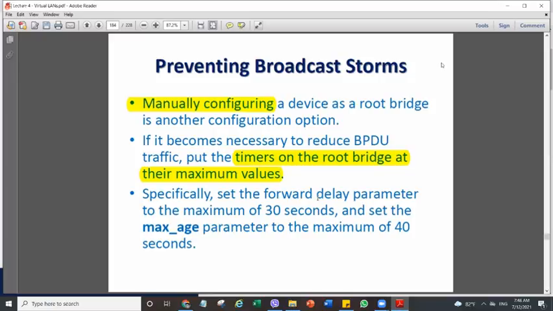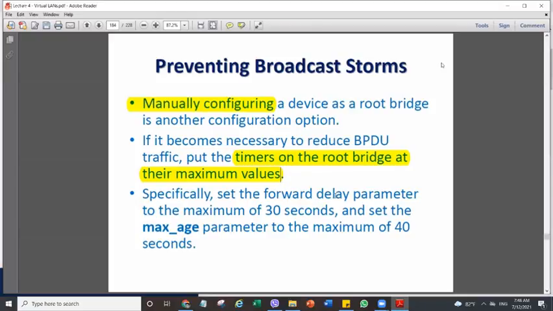So it generates the BPDUs accordingly. If you put the timer very short, the BPDUs are generated very frequently. If you optimize the time or set the timer a little larger, then what will happen? The number of BPDUs generated is relatively low.